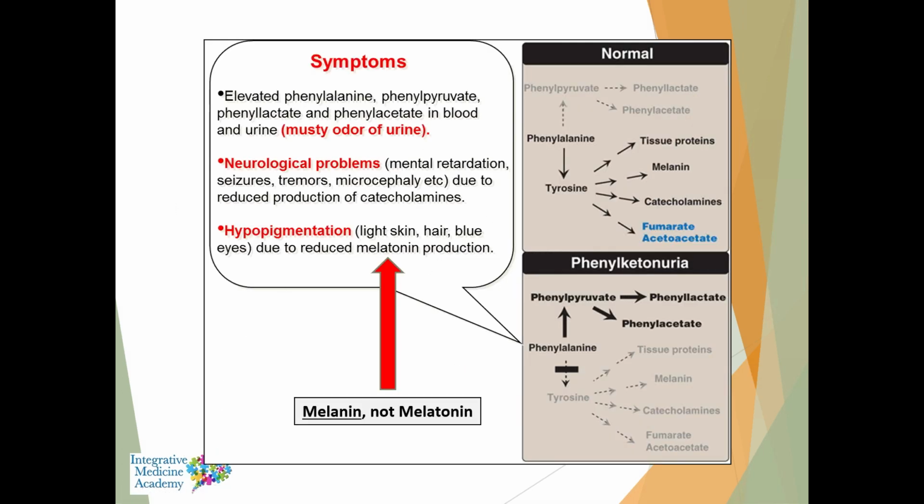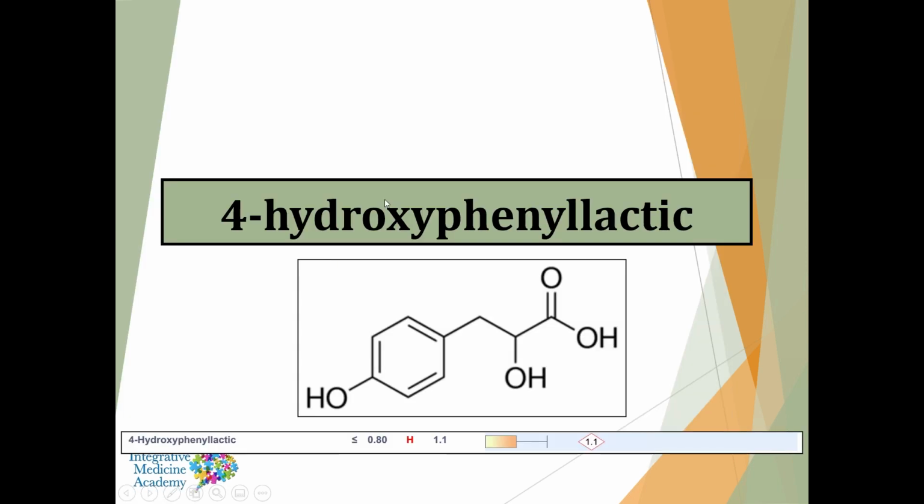Now, in phenylketonuria, many of these kids have early on neurological problems, mental retardation, seizures, microcephaly, they get hypopigmentation. Remember, tyrosine is involved in melanin production. They have poor catecholamine production, so low dopamine, oftentimes low norepinephrine. They've got mitochondrial deficits. A lot of times that musty odor smell will appear.